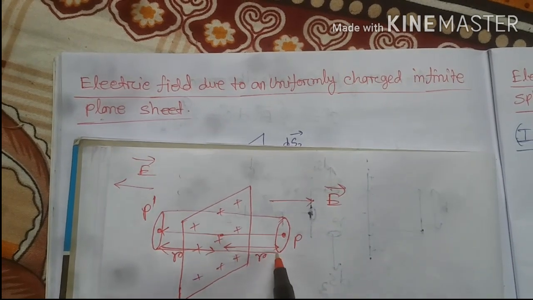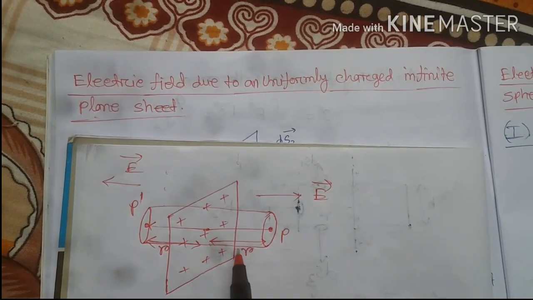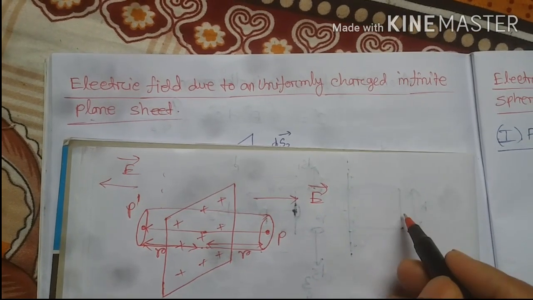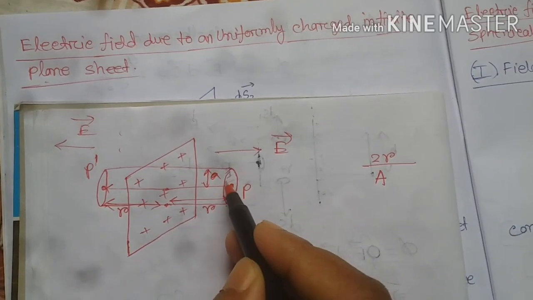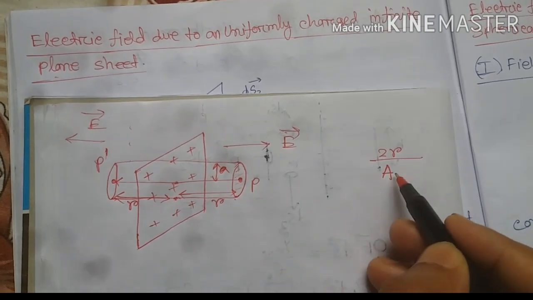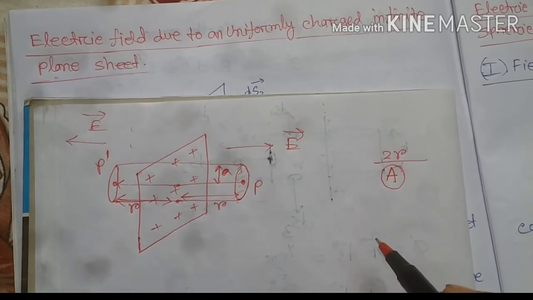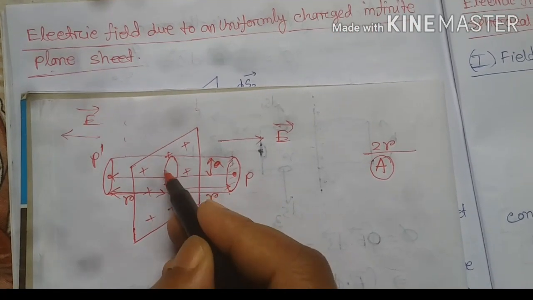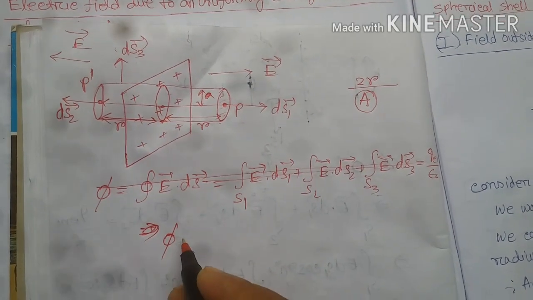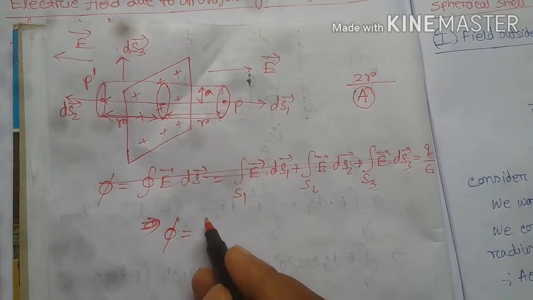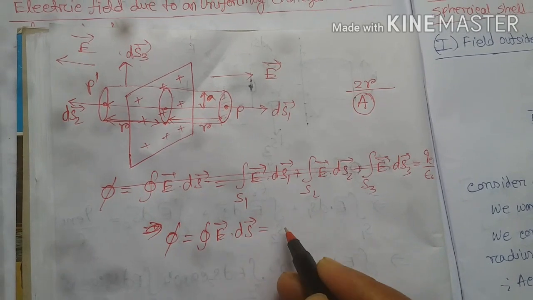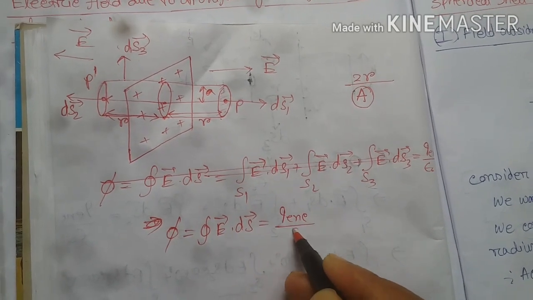This is a cylindrical Gaussian surface, and from here to here it is r, and here to here it is r. So the length of this Gaussian surface is 2r, and we consider the cross section area of this Gaussian surface to be A. This is the cross section area in the sheet. By Gauss theorem we know that the total flux through this closed surface is closed integral E dot ds equals q enclosed divided by epsilon naught.